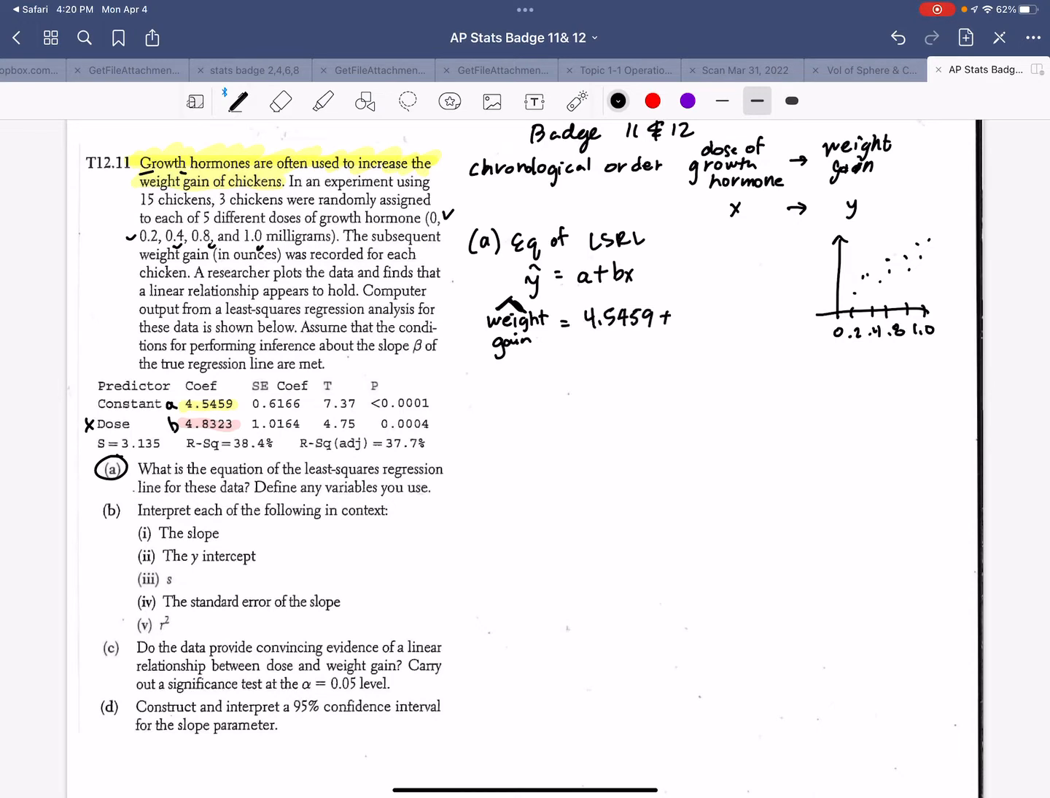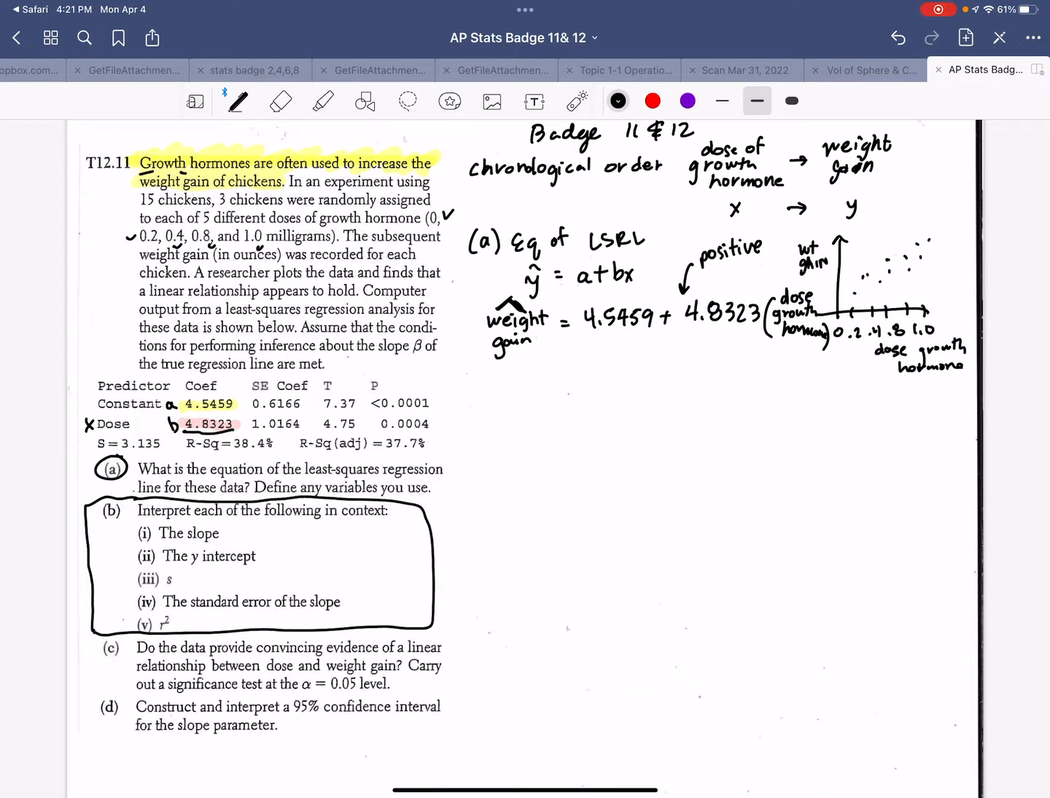And A is 4.5459. And this is our slope, 4.8323. And X is the dose. What was the dose of the growth hormone? So this is the dose of growth hormone. And in the Y, this would be our weight gain. Okay. And I know that it's positive because I noticed that my slope is positive. All right, so this part I'm going to skip. We'll do that in class, right?